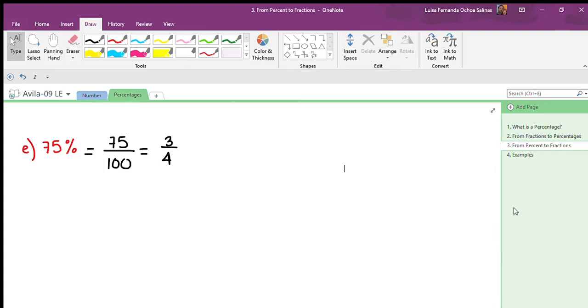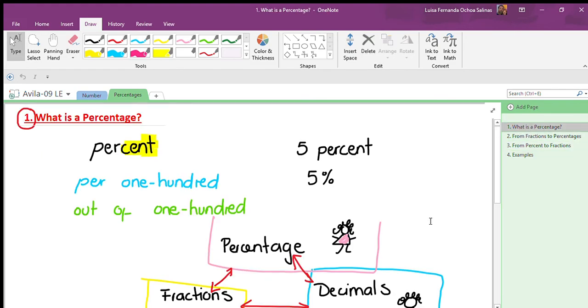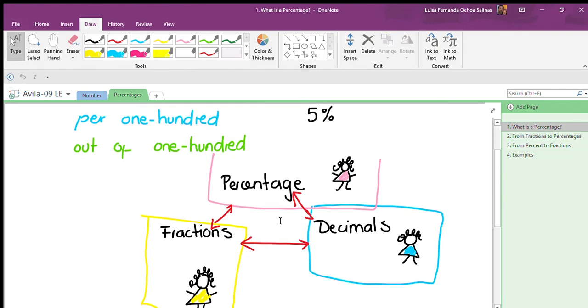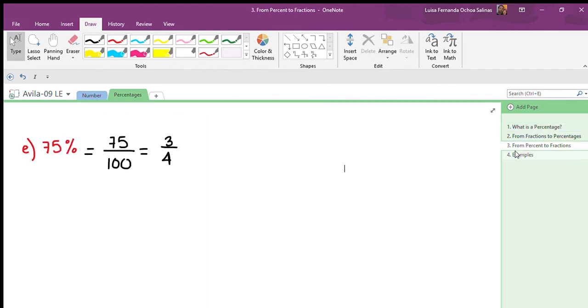Okay, just let me see. So with what we started here of what is a percentage, we already have talked about how to start with a percentage and go to a fraction, and also how to start with a fraction and go to a percentage. So now we're going to do some more examples, and then I will set up the questions that you need to do for today's class.